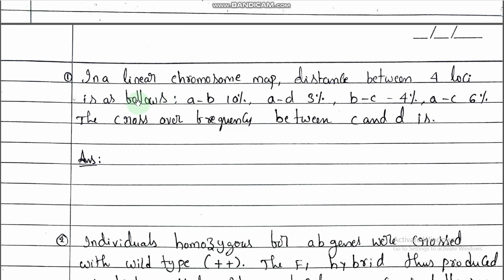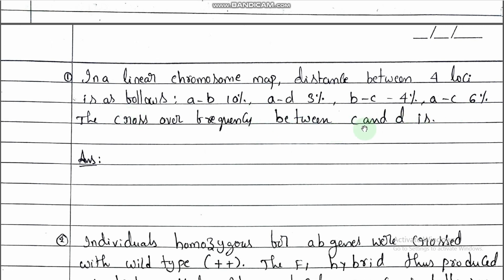So first question, in a linear chromosome map, the distance between 4 loci is as follows: A to B 10%, A to D 3%, B to C 4%, A to C 6%. The crossover frequency between C to D is how much? In a linear chromosome map, the distance between 4 loci is as follows: A to B 10%, A to D 3%, B to C 4%, A to C 6%. The crossover frequency between C and D.